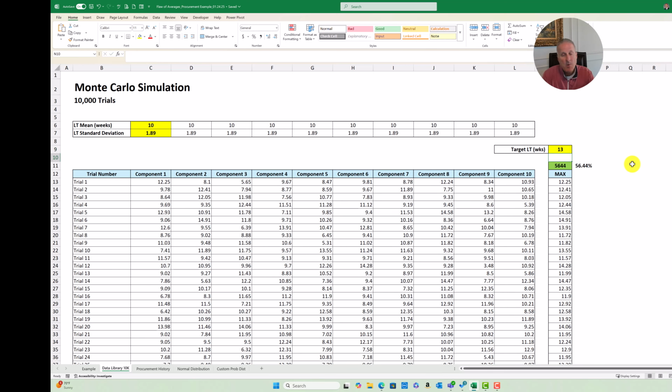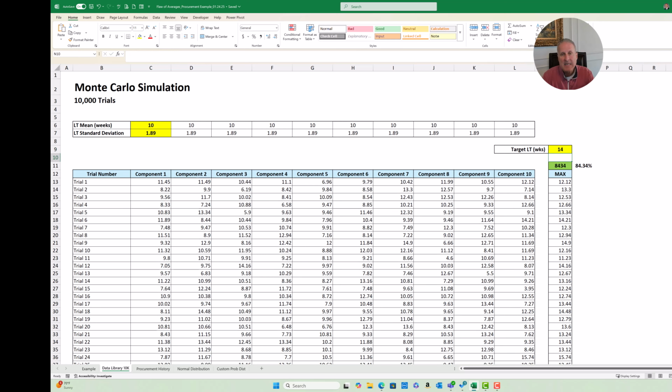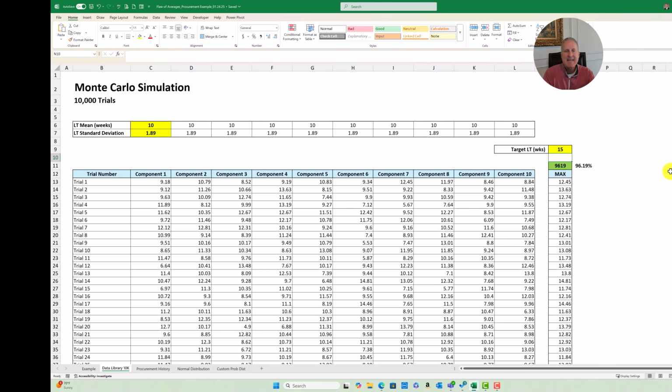Better? What about 13? I'm over half now. Now I'm basically more than a coin toss. If I have 13 weeks, I've got more than a coin toss. I'm still not going to hang my hat on this. I want to have a little bit more of a buffer. At 14 weeks I'm up to 84%. Now we're getting close, right? What if I was at 15 weeks? At 15 weeks, I'm at 96%.